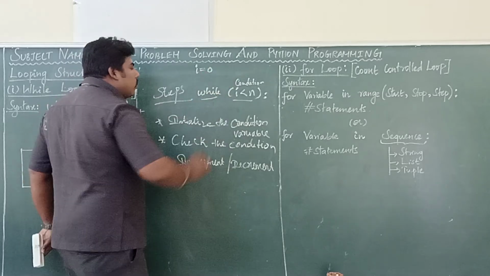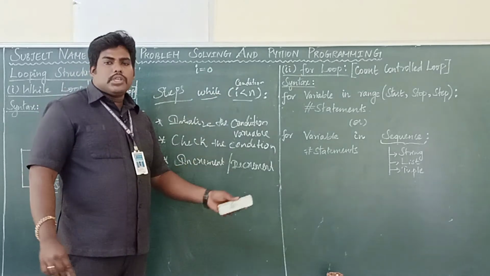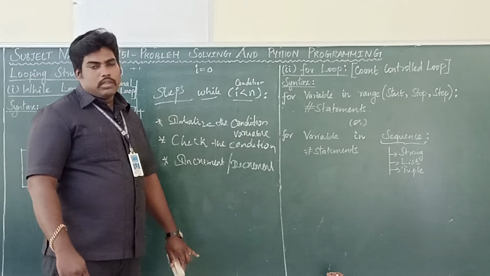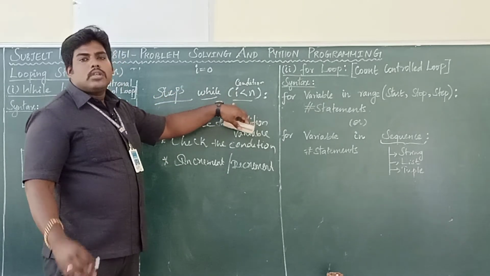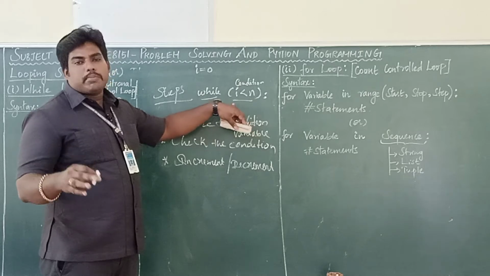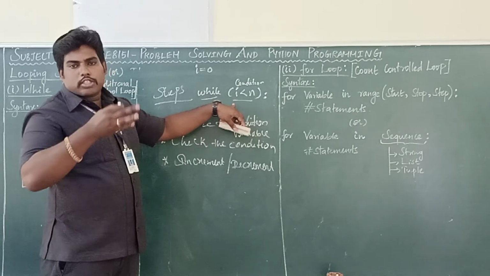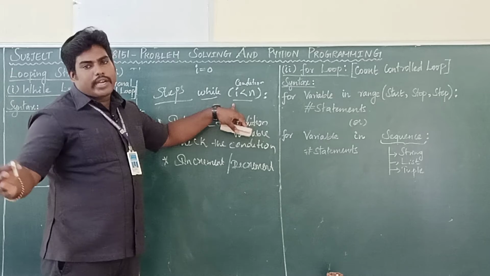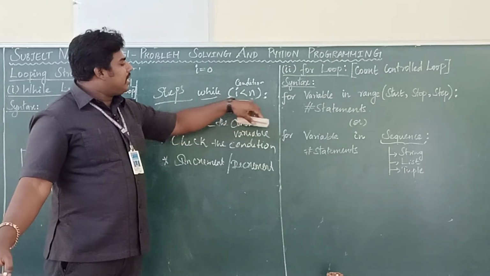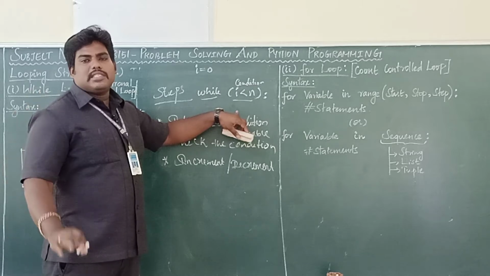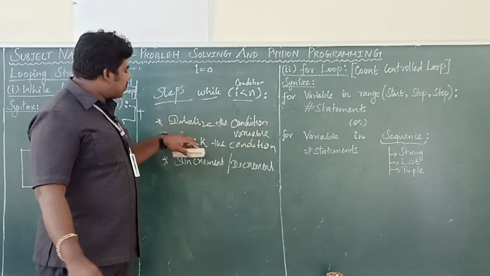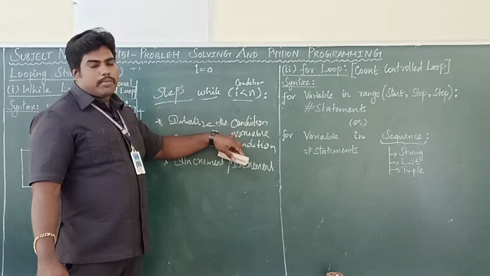Initialization. You have to set i equal to 0 or 1 or anything. Suppose you are not setting this value, it means the while loop doesn't know the starting position. There should be one start and there should be one end. So these conditional variables, the loop variables, must be initialized. That's the first step: initialize the conditional variable.